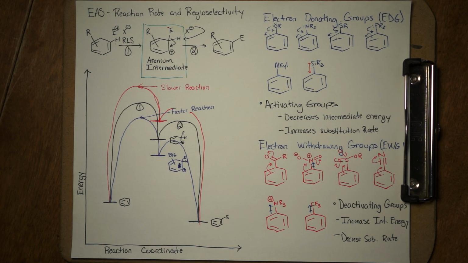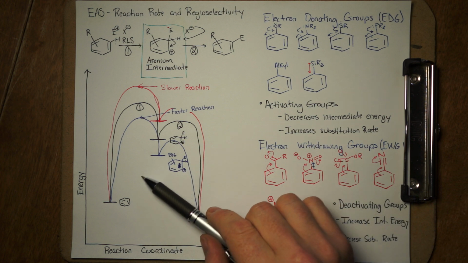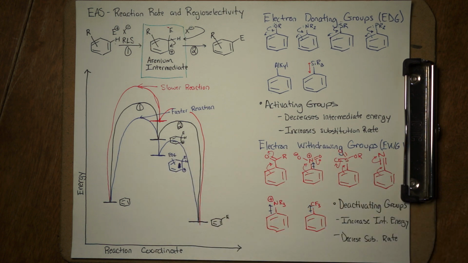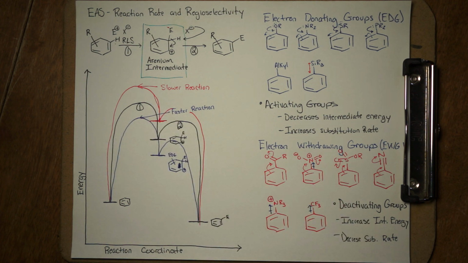So just to look back at our energy diagram, this black pathway illustrates the substitution pathway of benzene. Relative to benzene, if we put an R group onto a benzene ring that is electron donating, those reactions should occur faster than the substitution of benzene. Furthermore, if we put an R group on a benzene ring that is electron withdrawing, those reactions will occur more slowly relative to benzene.